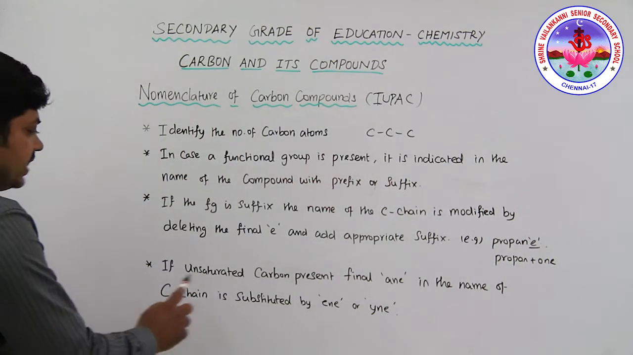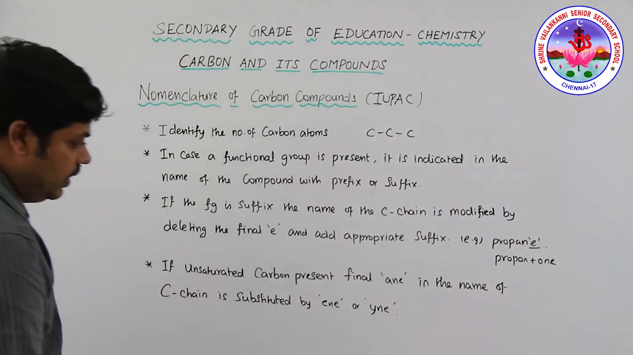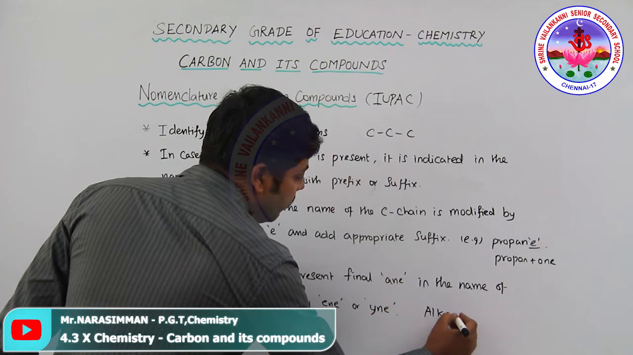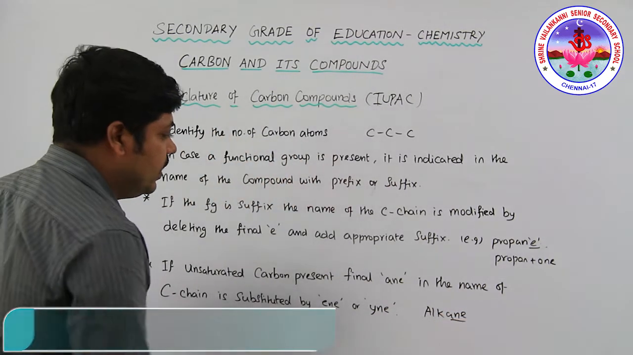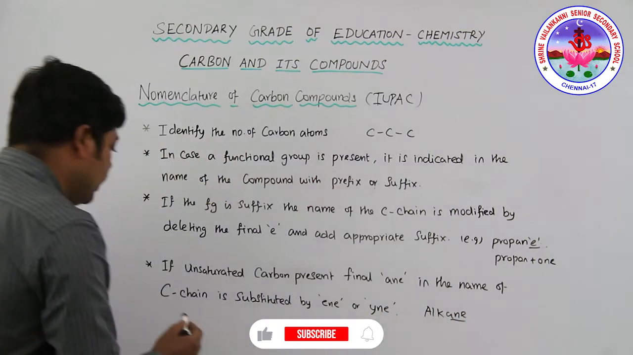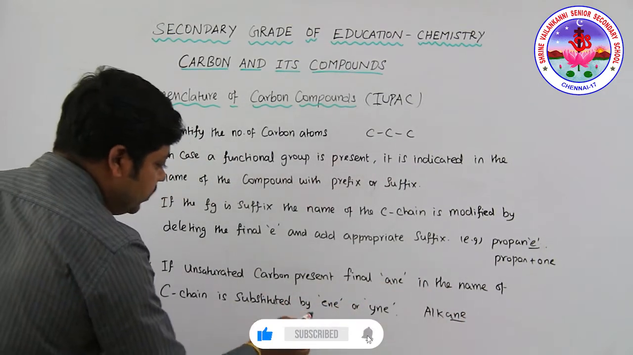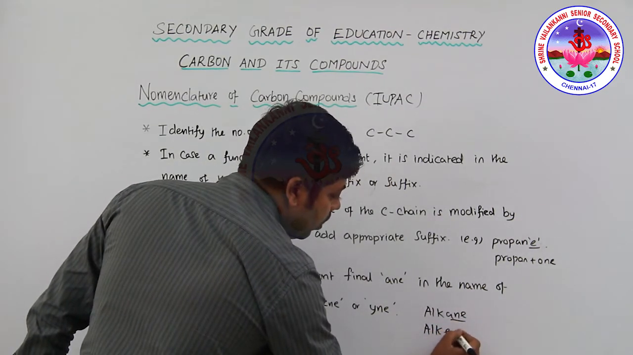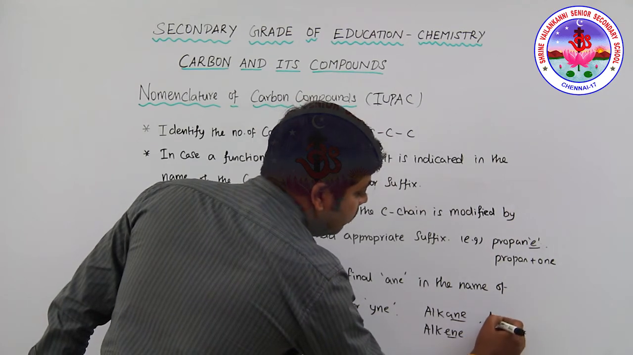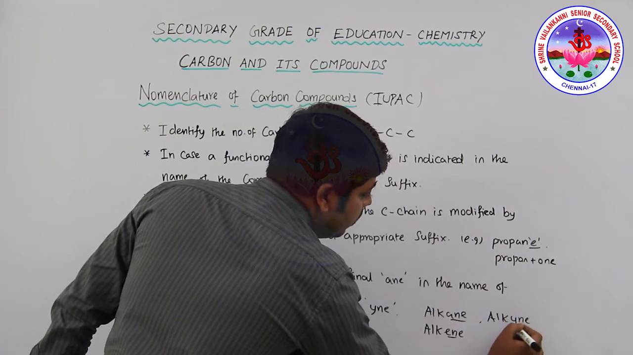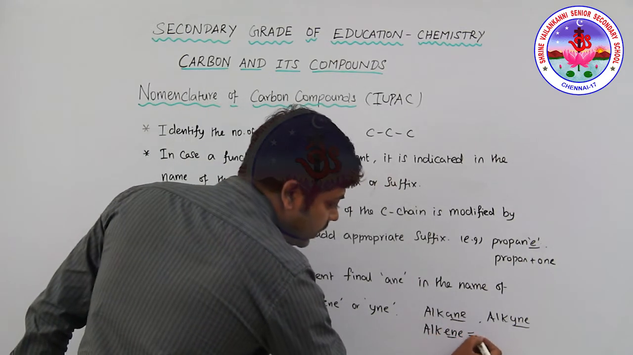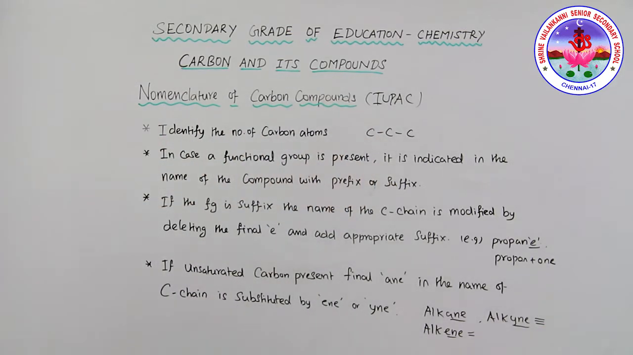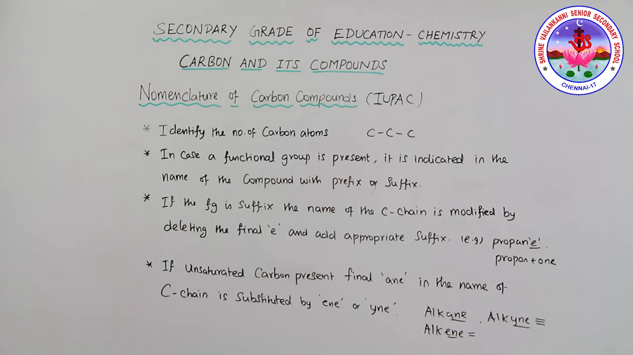Then for unsaturated carbon compounds, the final ANE of the alkane is removed, and in the name of the carbon chain it is substituted by ENE or YNE. In the case of an alkene you add ENE, and for an alkyne you write YNE. That means the compound has a double bond for alkene and a triple bond for alkyne. Now we will see some examples, then you will get a clear idea.